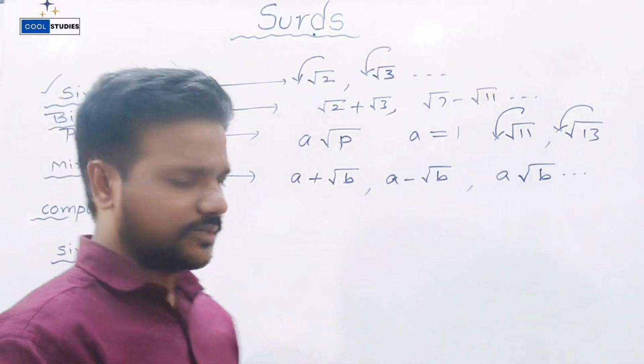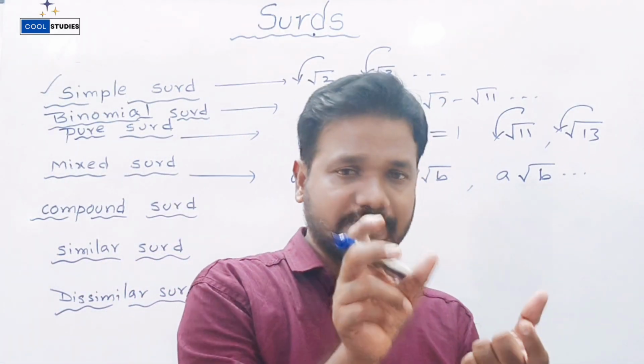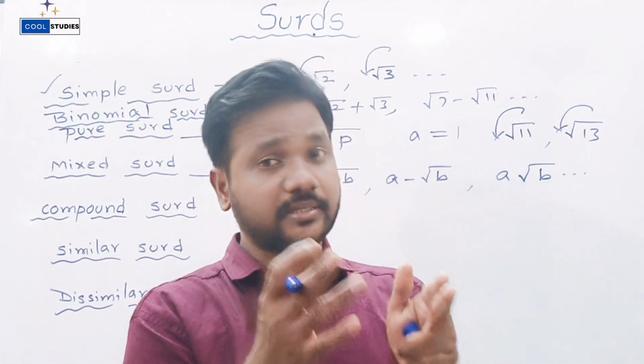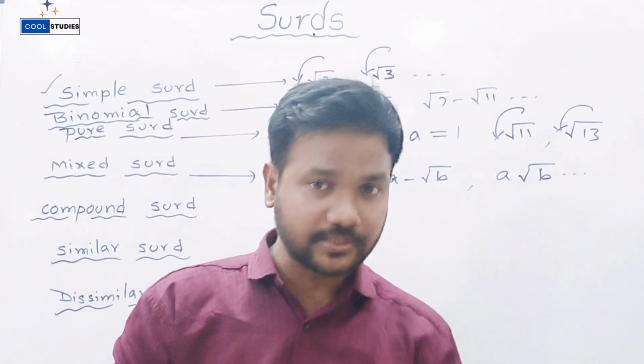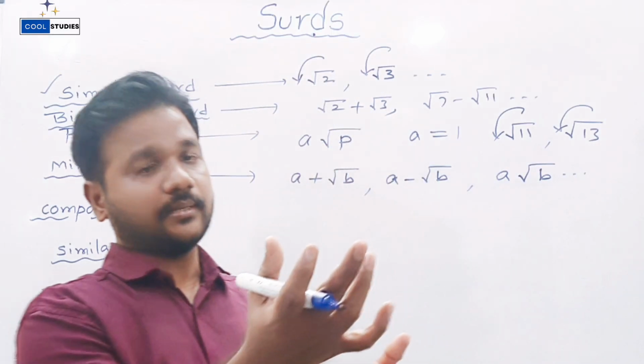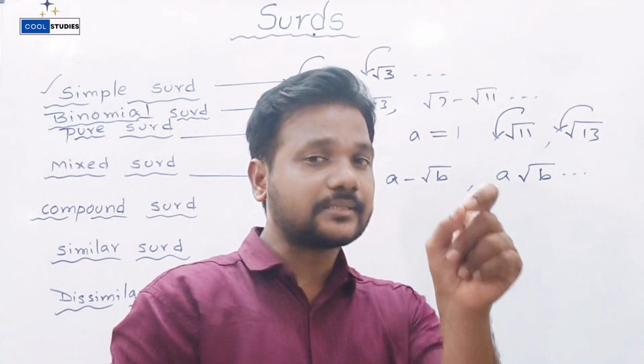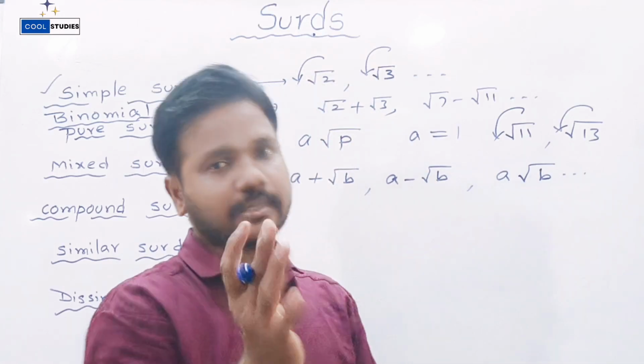A surd consisting of a rational number as well as a surd. It may be addition, subtraction or multiplication. We just have to check for a rational number and a surd. Then we can conclude that the surd is a mixed surd.